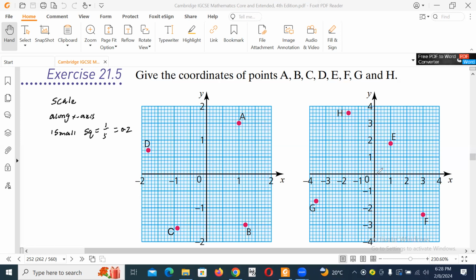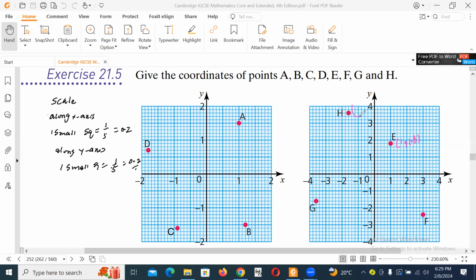along the y-axis it is also 0 to 1, we have 5. So same along the y-axis, 1 small square equals also 1 divided by 5, which equals 0.2. So if we try to find the first point, let's suppose E. So E is exactly 1 unit right, so we can say 1 comma up. Each small box equals 0.2. So here it is 1 point behind 2. That means 1.8 along the y-axis.